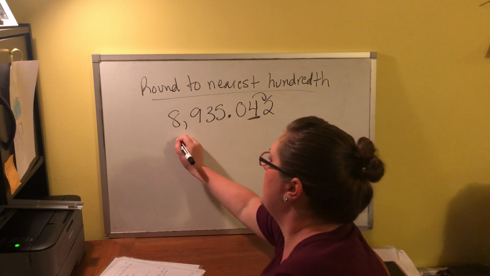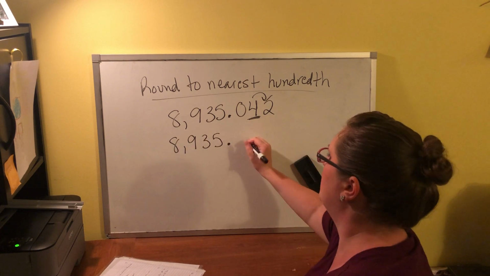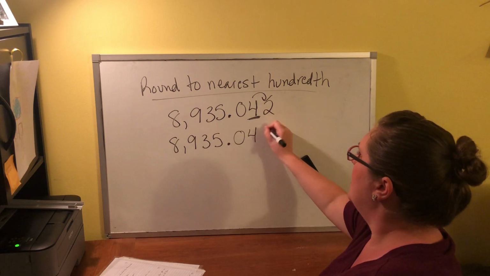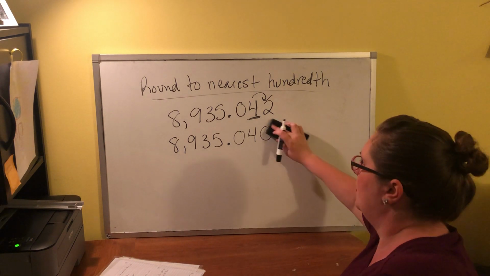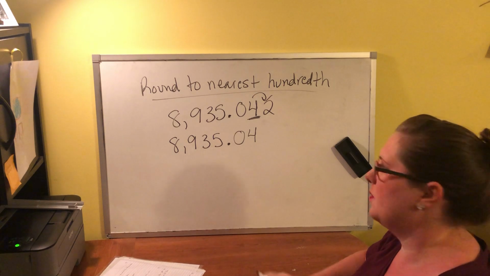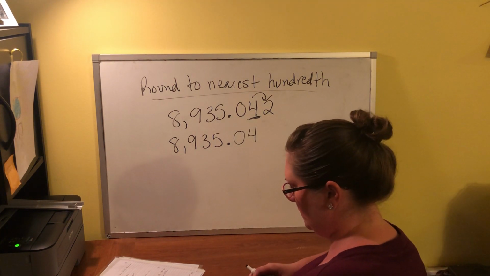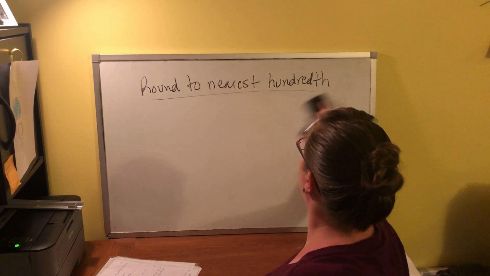So everything else stays. So the 8,935 stays. The 0.0 stays. And this time we're keeping the 4. And the 2 would become a 0. Now, this is that falling 0 again. We don't have to write it. So it goes away. If you end up writing it, it's fine. I won't count any points off. But it doesn't need to be written. Okay? Let's do 2 more real quick.